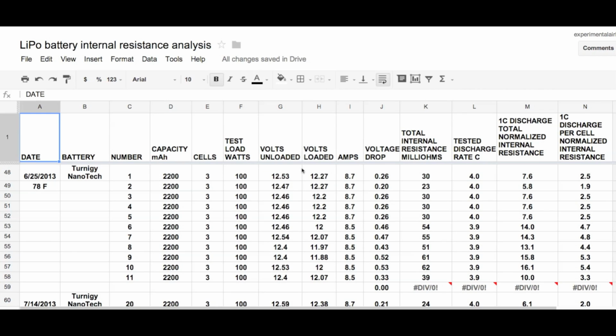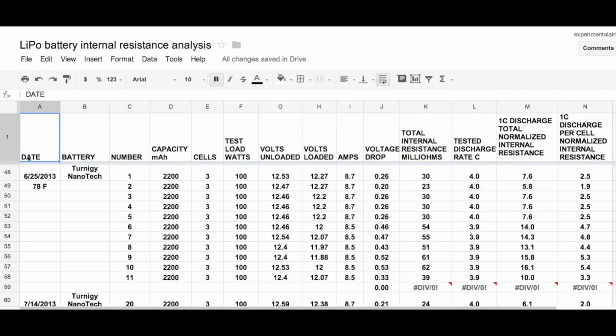Whether you use the method I've demonstrated here or a factory internal resistance checking device, it's a good idea to keep a log or spreadsheet of your results so you can track the health of your batteries throughout their lifespan. Here's a spreadsheet I keep on my Google Drive, and there's also a shared version of this, which is blank except for a few fictional values, that you can find in the link below and download for your own use.